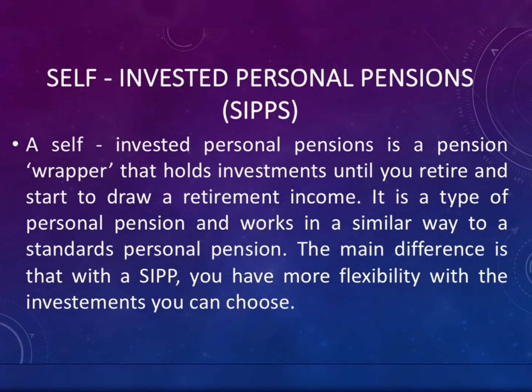Next one is self-invested personal pensions, or SIPPs. A self-invested personal pension is a pension wrap that holds investments until you retire and start to draw a retirement income. It is a type of personal pension and works in a similar way to a standard personal pension. The main difference is that with a SIPP, you have more flexibility with the investments you can choose.